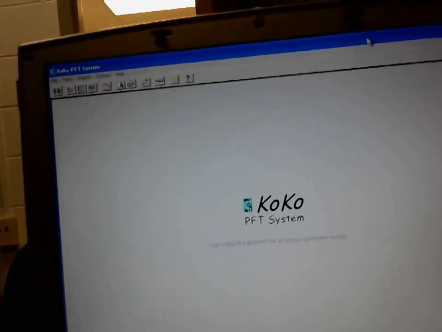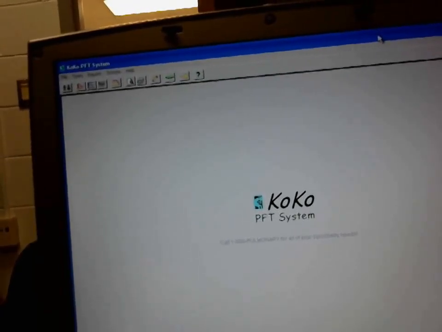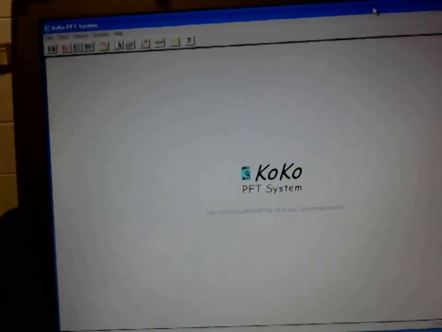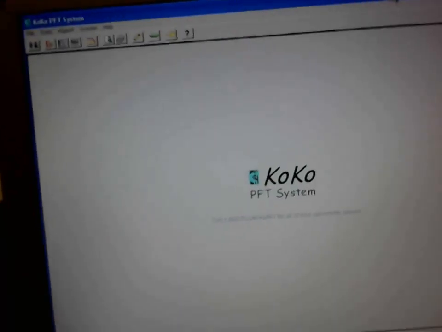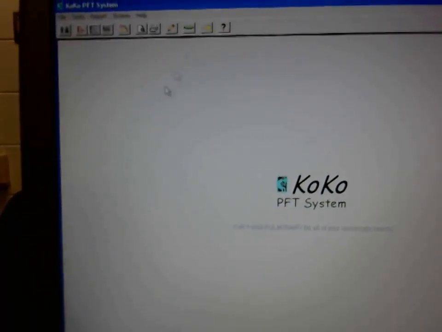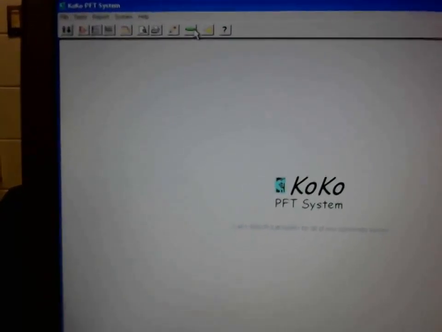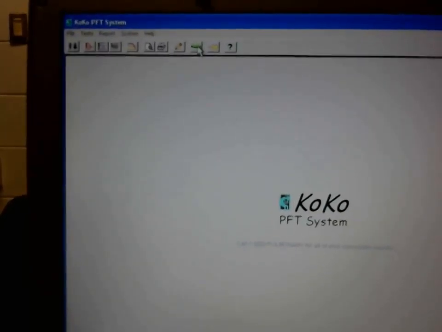This is the portion of my simulation that is calibrating our pulmonary function testing equipment. We use the COCO PFT system, and if you notice at the top I have some icons, and the icon that is this little green syringe, that is the one we have to click on to do the calibration. So I'm going to click on that.